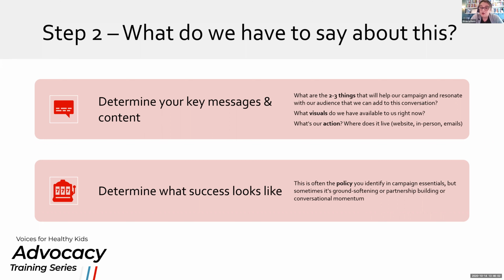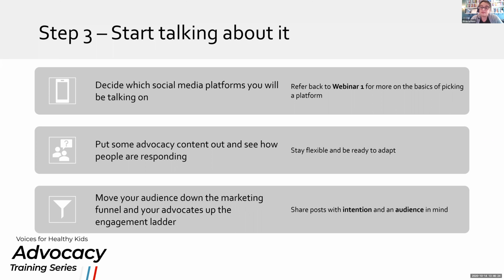The third step here is where I'm finally going to let you post on Facebook or Twitter or Instagram or wherever you're talking, but you're using that knowledge from part 1 of our webinar series of who is on different platforms. We're pairing that with our audience essential message, our audience essential question answers, and then we're going to start using those key messages from step 2 to talk. So think about what Stephanie told us about pairing that advocacy content with our organizational content, and then decide which social media platforms you're using and put some content out there and see how people are responding.